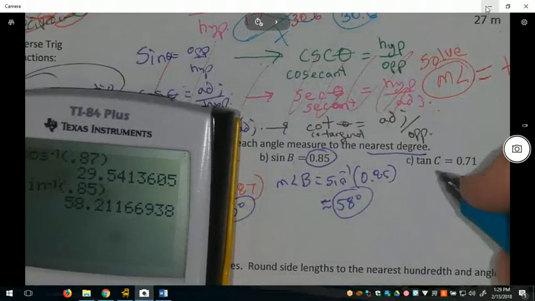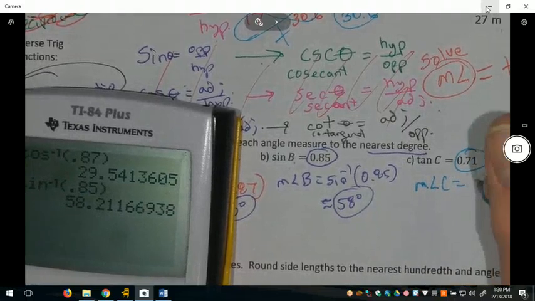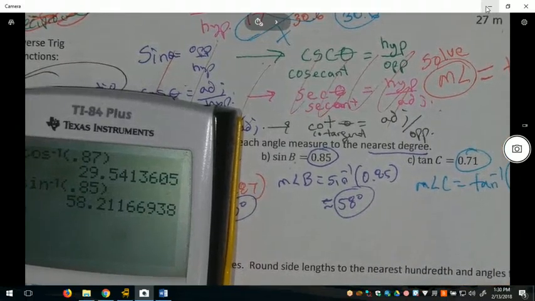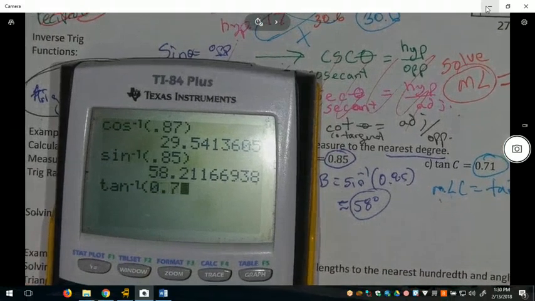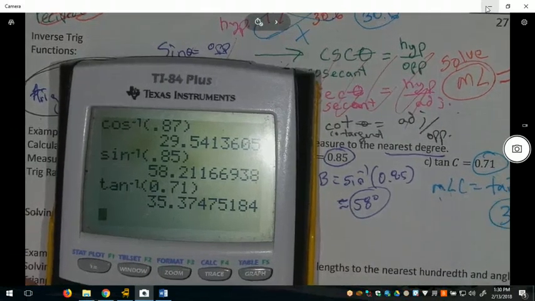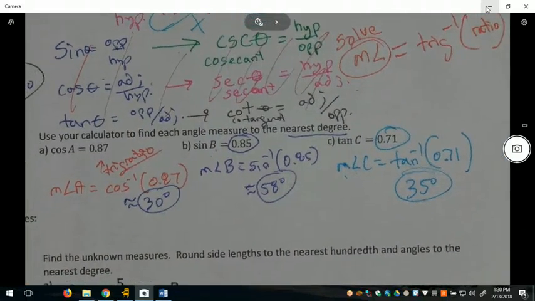And lastly, tangent of C. If I want to know the measure of angle C and I know its ratio of tangent, then I just have to do the inverse trig function of the ratio and it will give me the angle. Tangent inverse of 0.71 gives me 35.4, so 35 degrees.